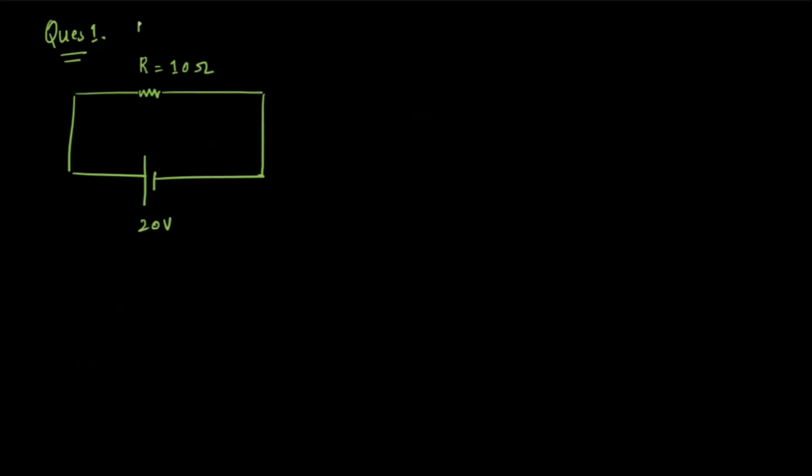The question says that there is a resistance of 10 ohms and we have connected this resistance with a battery of 20 volts. Find the current flowing in the circuit. It's a pretty easy question. Just tell me what should be the answer. 2.